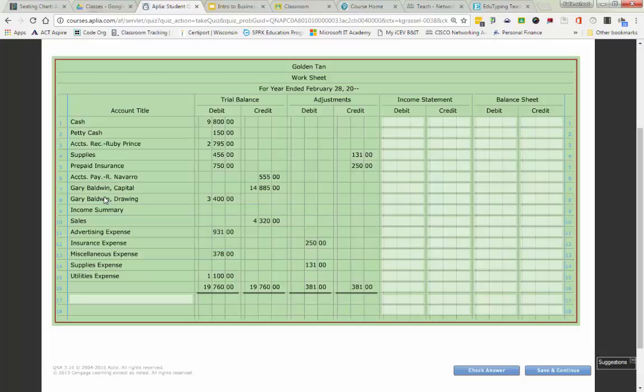Okay. So remember that our balance sheet is for our accounting equation, and our income statement is for our revenue and expenses. So what I do to work on cash is I take a look at cash has a debit balance of $9,800. Is there anything in the adjustment columns for cash? No. So I'm going to take $9,800 as a debit and I'm going to put it right here on the balance sheet as a debit. I am not trying to make debits and credits equal. I'm just carrying that number over into the correct column. So each one of these accounts will either go in the income statement or it will go in the balance sheet column.